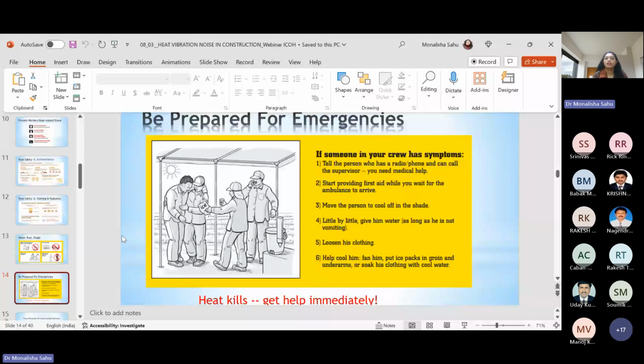And if someone in the crew has a symptom, they can just call the emergency number. They can take the person to an airy and cool place, preferably an AC area, and then give them a little water, loosen their clothes, and they can put ice packs on their groin or underarms, or soak their clothes with cool water. We must remember that heat kills, and so it is important to get help immediately.